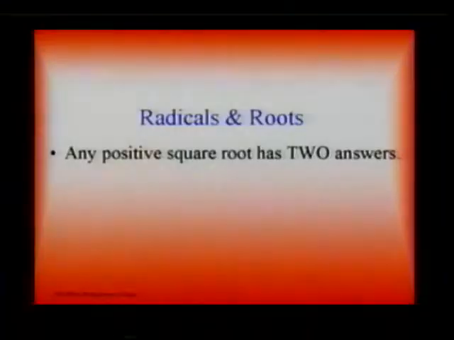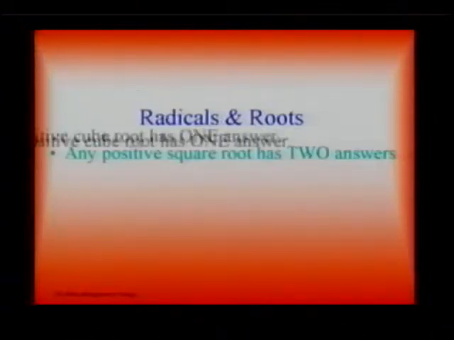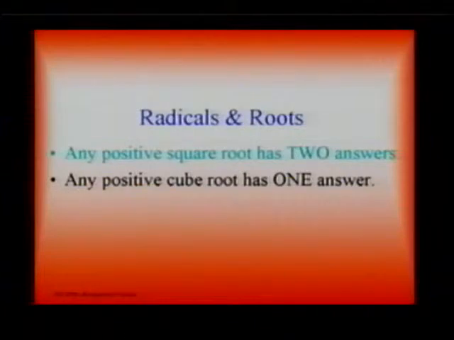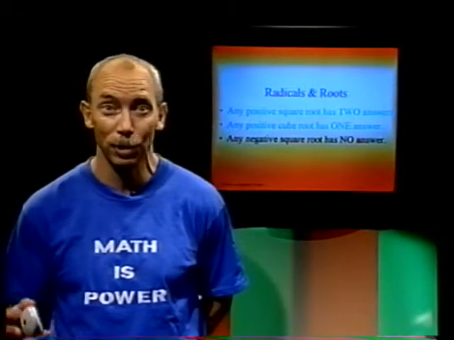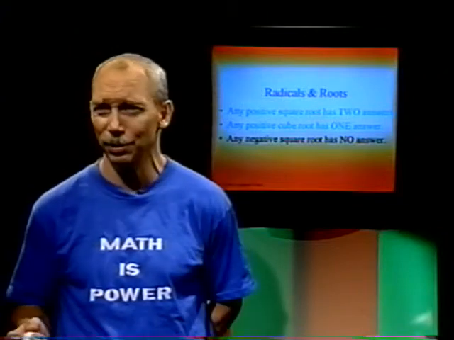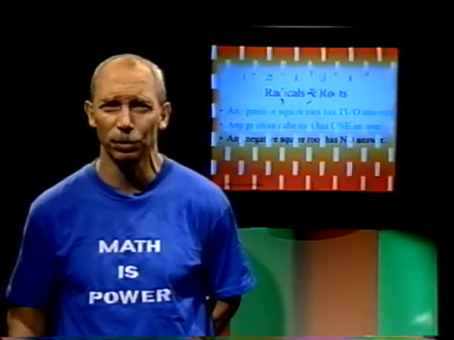Okay, let's consider that we may have more than one answer sometimes. Any positive square root, I'm going to prove to you, you need to know, has 2 answers. Any positive cube root has only 1 answer. How come some have 2 answers and some have only 1? That's what I want to show you. And some have none. Any negative square root has no answers. Why is that? So when you go to a test, you'll need to know, do I put 2 answers, 1 answer, or no answers? What's the deal with that? This is basic to all roots.